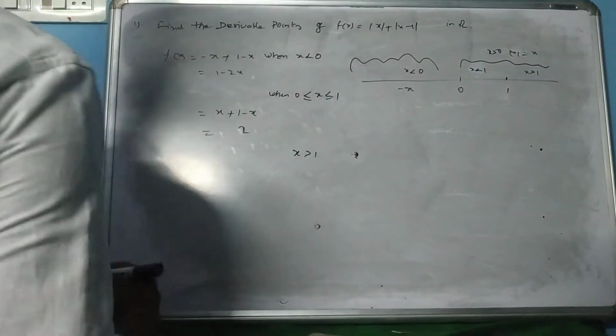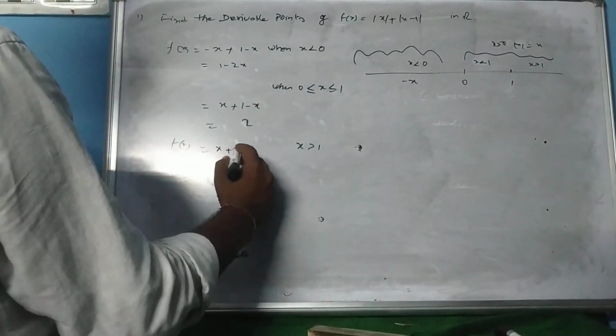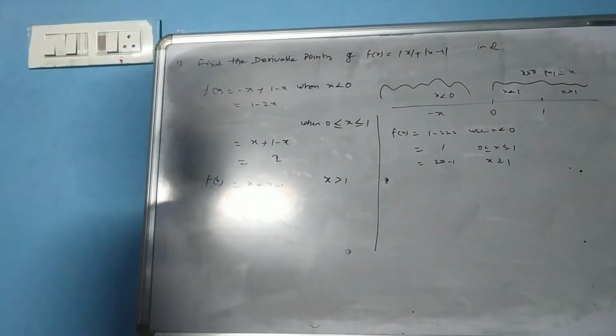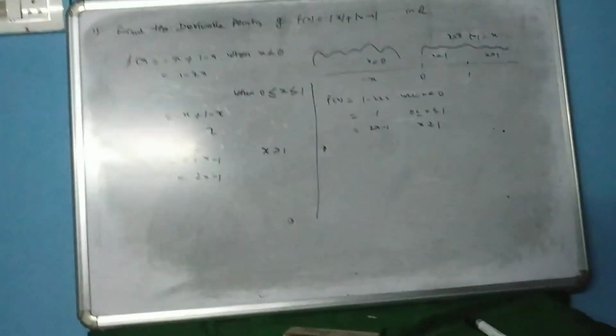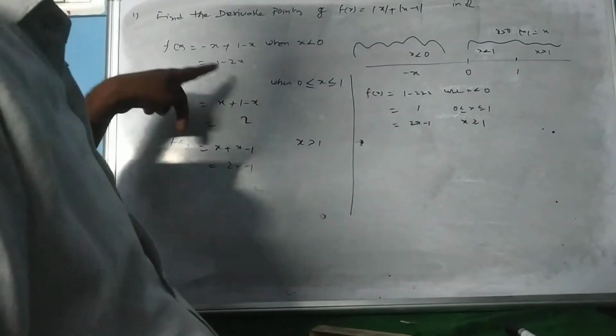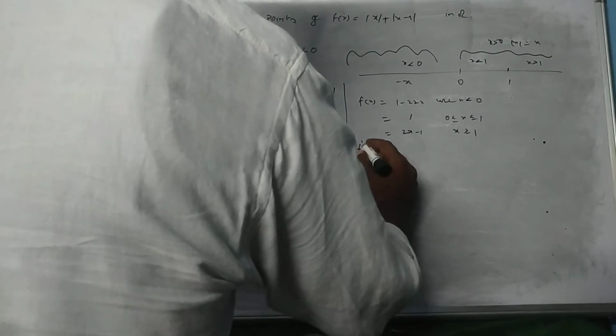Let us see, f of x is equal to 1 minus 2x when x is less than 0, equal to 1 when 0 is less than or equal to x less than or equal to 1, and 2x minus 1 when x is greater than or equal to 1. Now we have to examine the derivability of the function at x equal to 0 and 1. First of all, I will get the left derivative at 0.